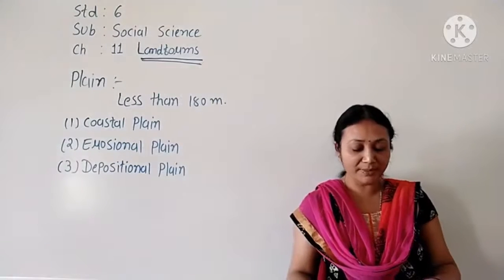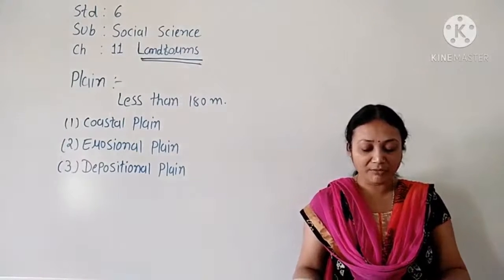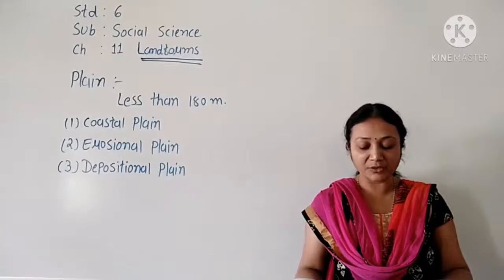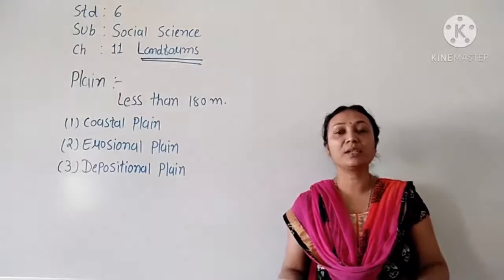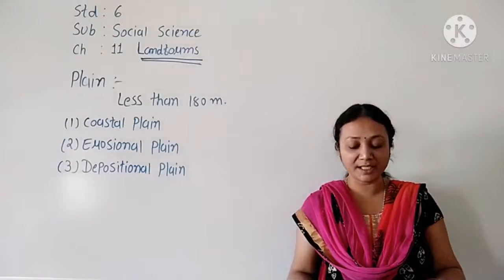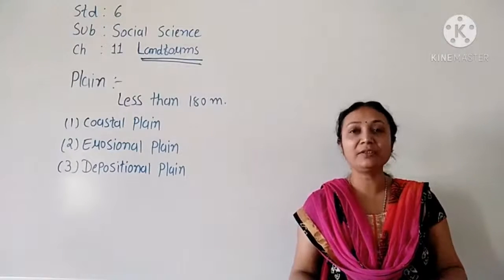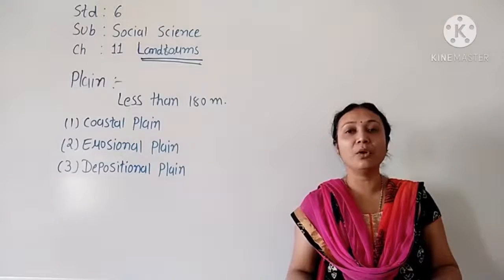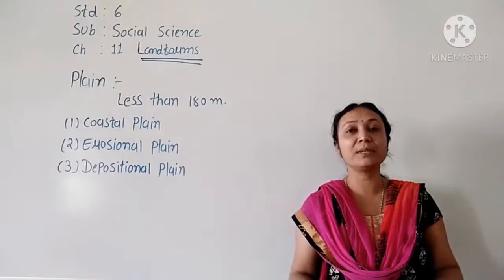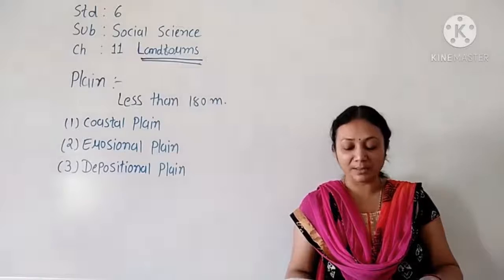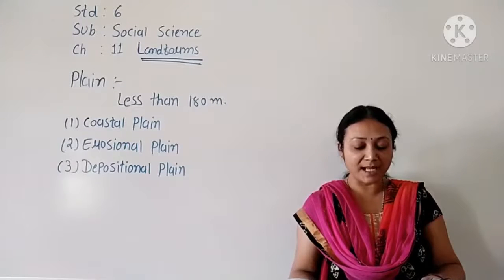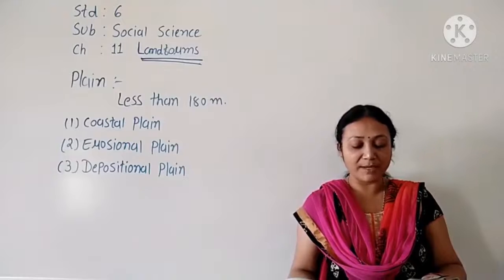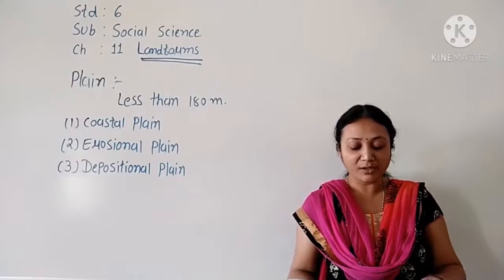And most of the plains in the world are formed by the alluvial soil deposited by the rivers. Now also we know what is the alluvial deposit. Alluvial soil is more fertile and it is mostly deposited by the rivers. Apart from the rivers, some of the plains are also formed by wind, volcano and glaciers.